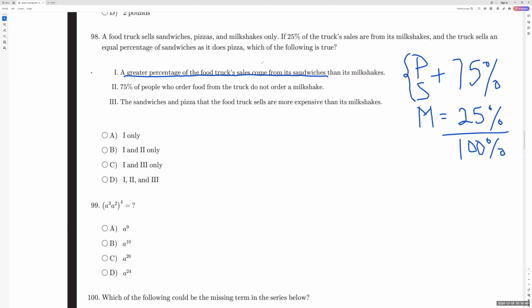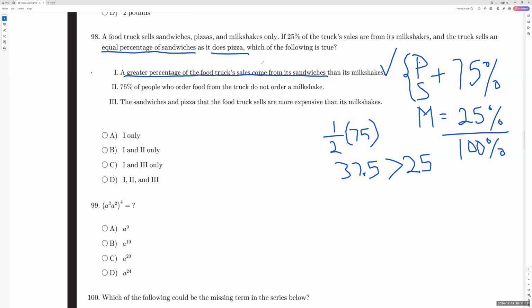Okay, so in this case, it does have an equal percentage of sandwiches as it does pizza. So this 75, each one of those is half of 75. Half of 75 is about 37.5%. So in this case, 37.5% is greater than 25%. That is true. Okay. All right.